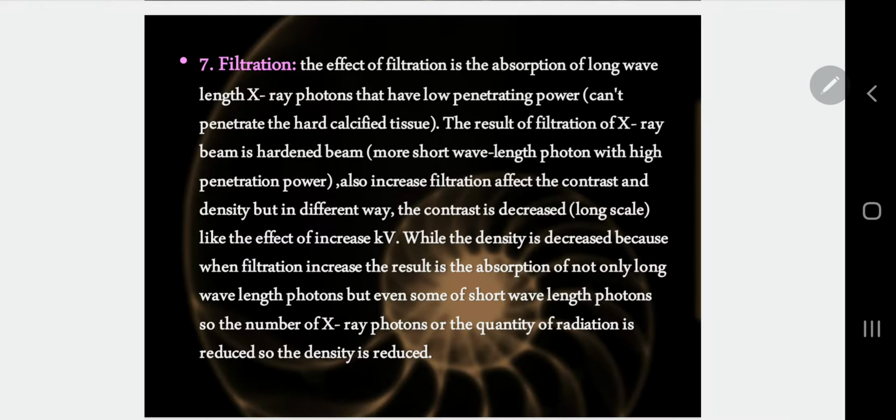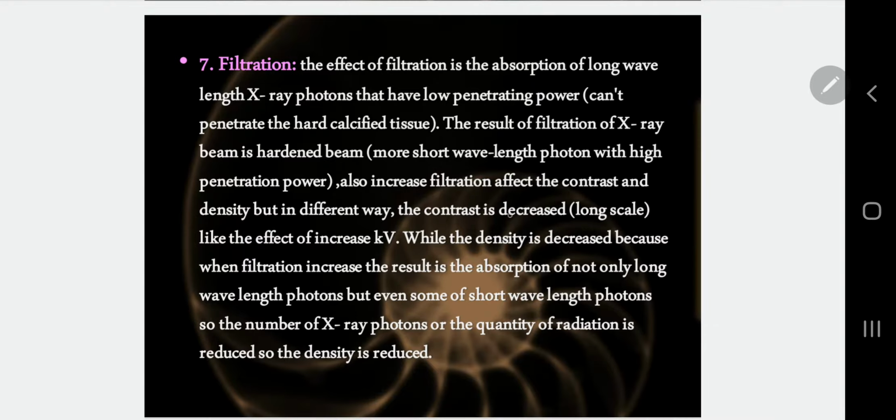Filtration. The effect of filtration is the absorption of long wavelength X-ray photons that have low penetrating power. The result of filtration of the X-ray beam is a hardened beam. Also, increased filtration affects the contrast and density, but in a different way.